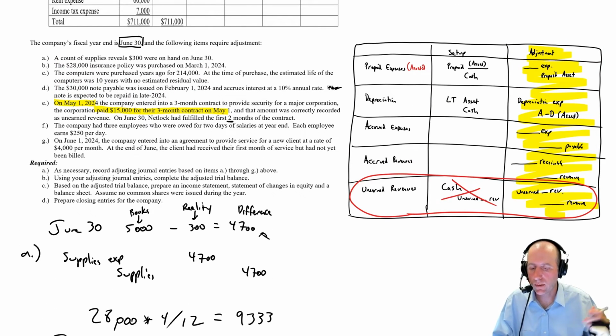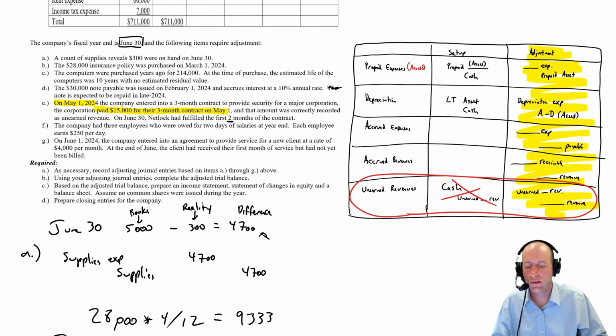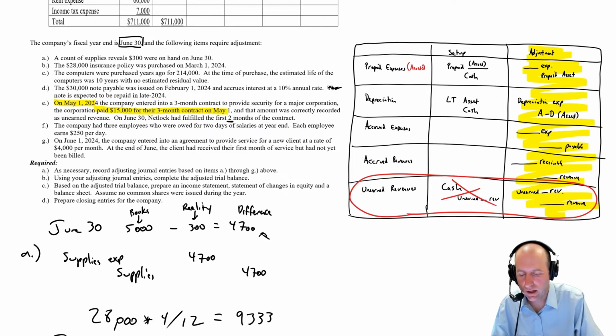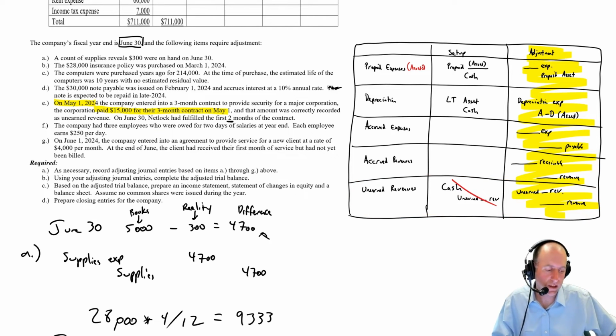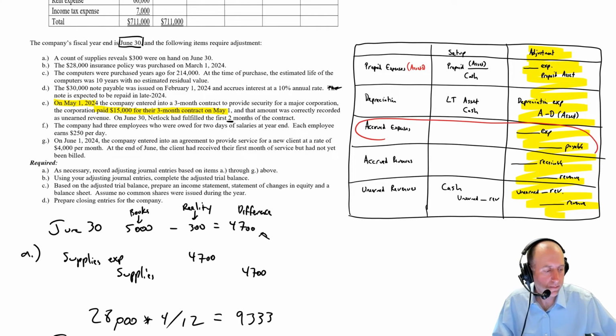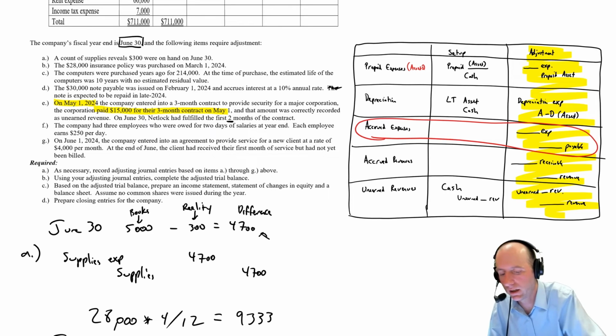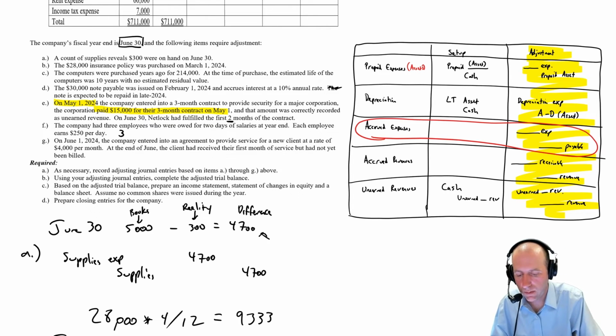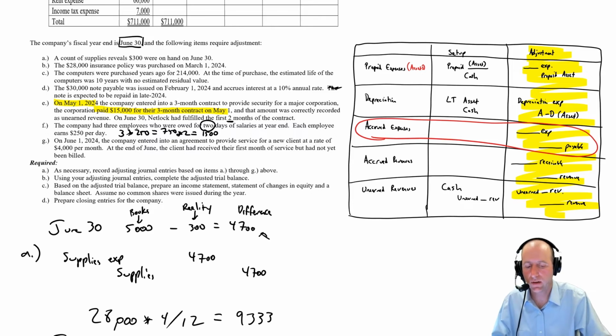F says, the company had 3 employees who were owed for 2 days of salaries each, as implied, at year end. Each employee earns $250 a day. This is like a word puzzle. Okay, so this is an accrued expense, by the way. Salaries, unpaid salaries is an accrued expense. So what's happening here? We have 3 people. They're all owed $250 a day, so that's $750 a day, and we owe for 2 days, so we owe $1,500.